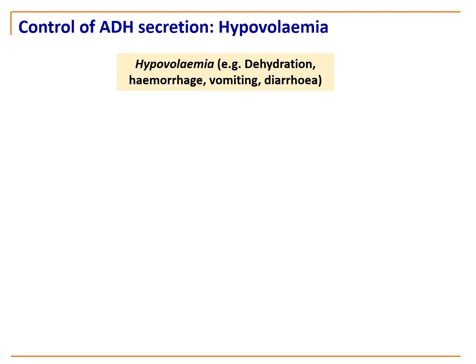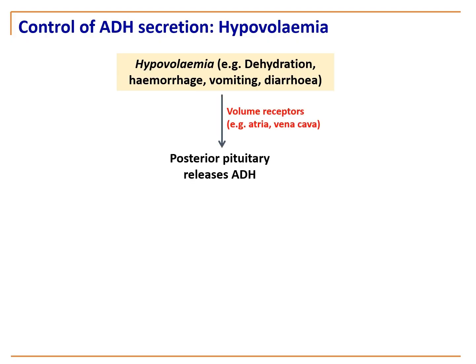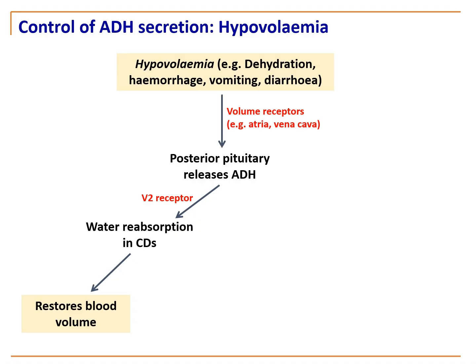Okay, this can be for a multitude of reasons. So dehydration, extensive vomiting or diarrhea, hemorrhage, anything that is losing body fluids. That triggers volume receptors, so low volume pressure receptors in the atria and vena cava. They detect those changes and trigger the posterior pituitary to release ADH. That triggers the V2 receptors. We get water reabsorption, helping to restore blood volume.